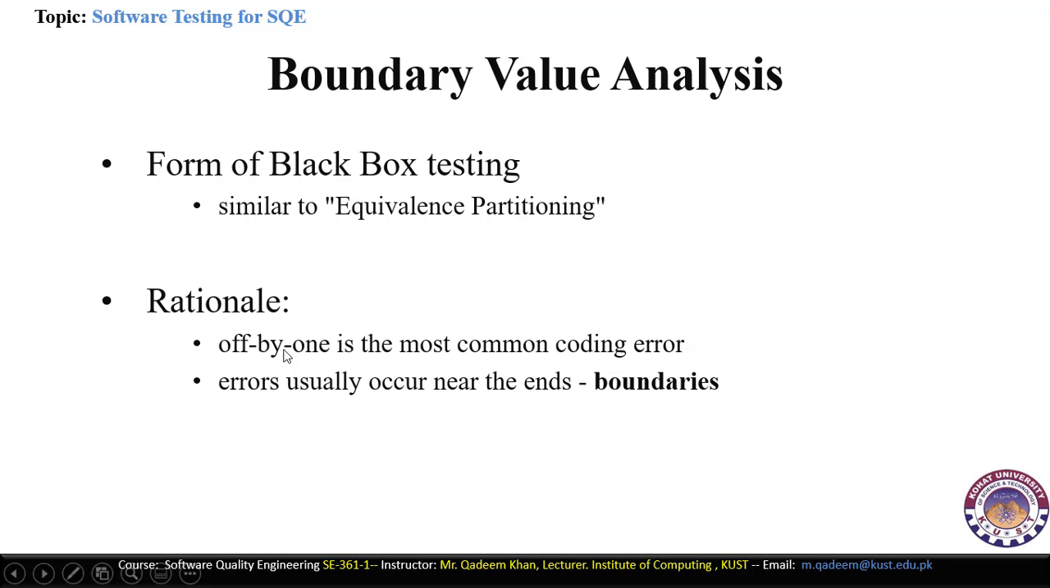Now, off by one is one of the most common coding errors. Off by one means that when we test the system based on the smallest or the largest values, then the system will in fact throw certain errors. For example, the factorial of negative values is not possible. So if the system computes the factorial of negative values, it means that it has certain problems. Errors usually occur near the end, so mostly the errors are identified at the end of the statements.